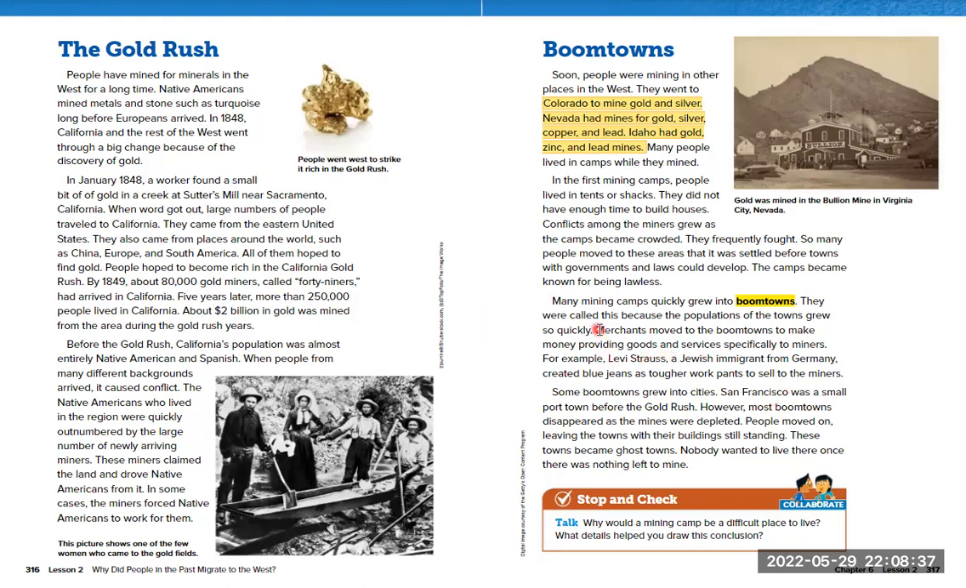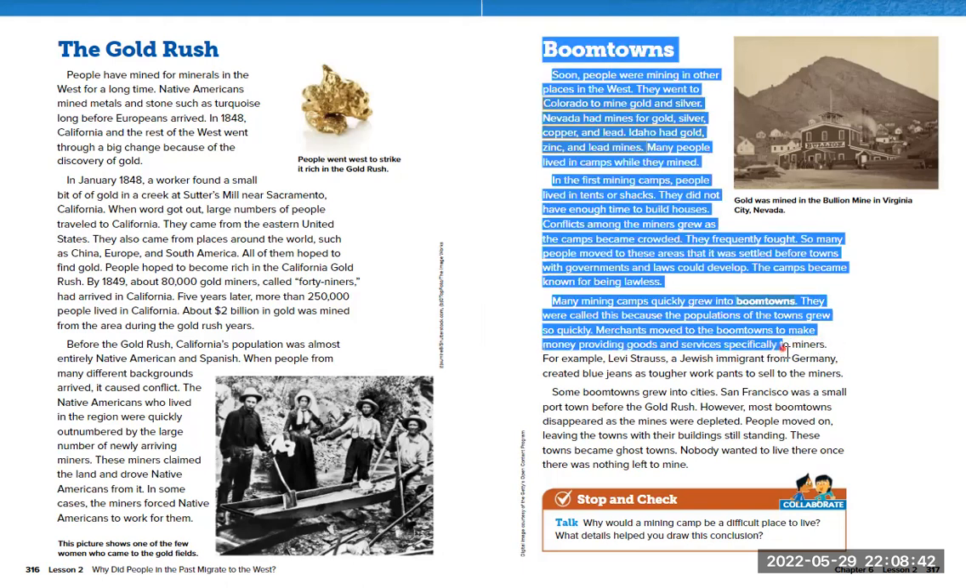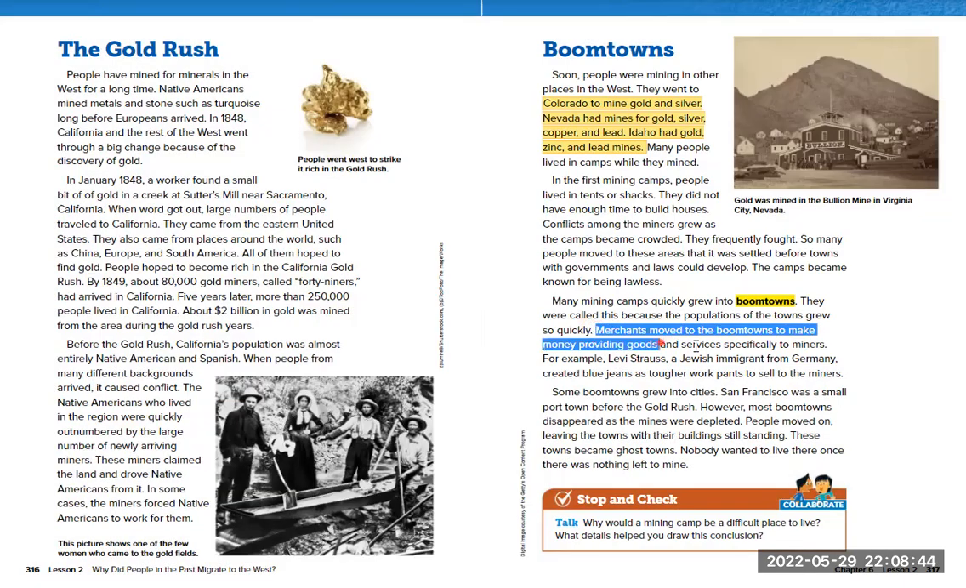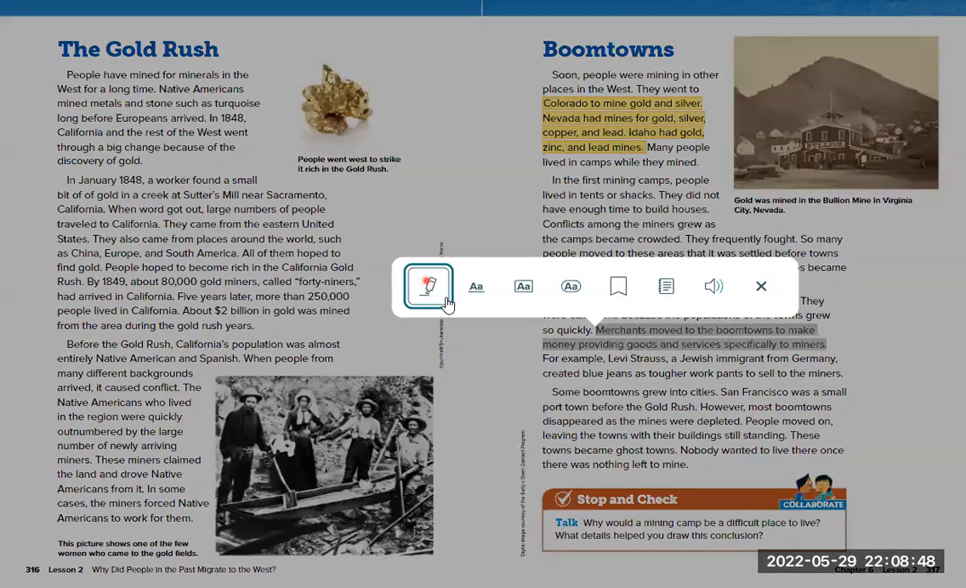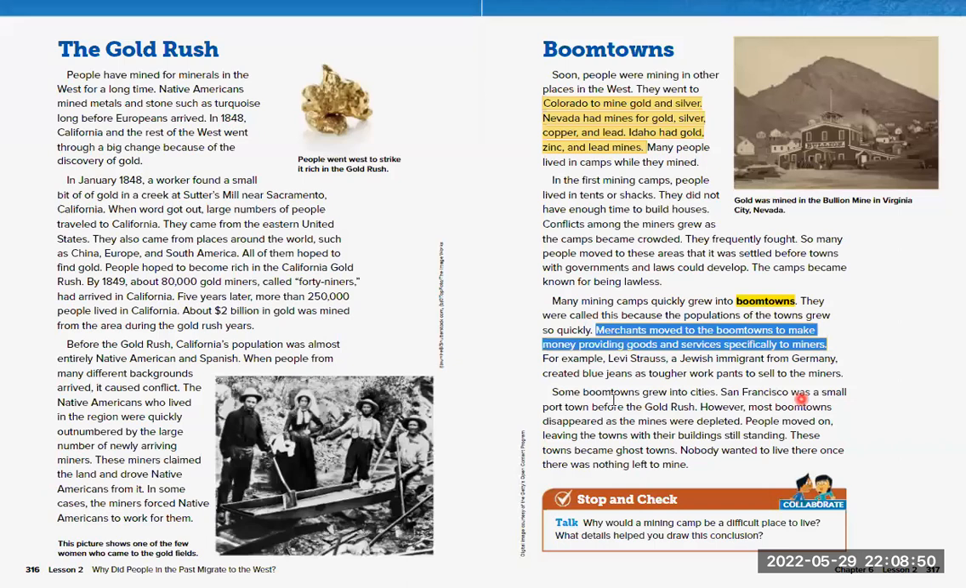Merchants moved to the boom towns to make money providing goods and services specifically to miners. That is another reason why people might move to a location. If you know no one in that area has something that you can sell, you can definitely move there. And of course, moving there for gold.